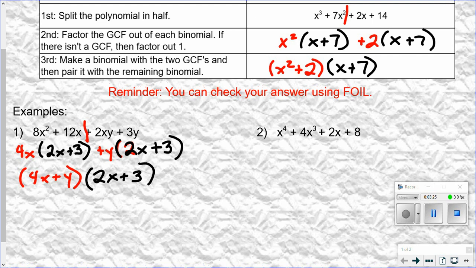So let's go ahead and FOIL this to just check this. So FOIL, you multiply the first term, so you multiply 4x and 2x, that gives you 8x squared. Outside, so I'm going to do 4x times 3, so that's plus 12x. Inside, y times 2x, so that gives me plus 2xy. And then last, my screen just froze. Hold on. So last, I'm going to multiply y times 3. So that gives me plus 3y.